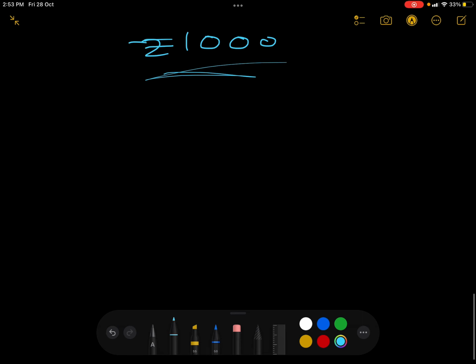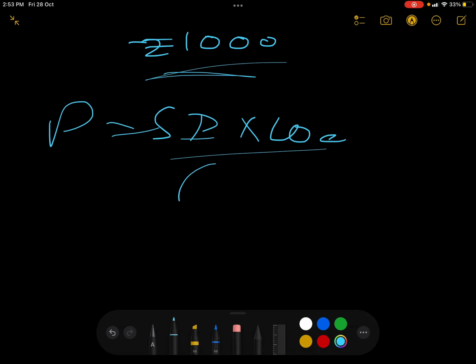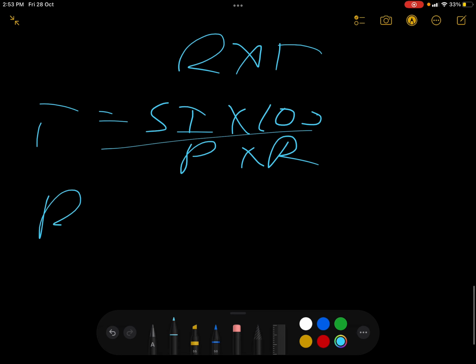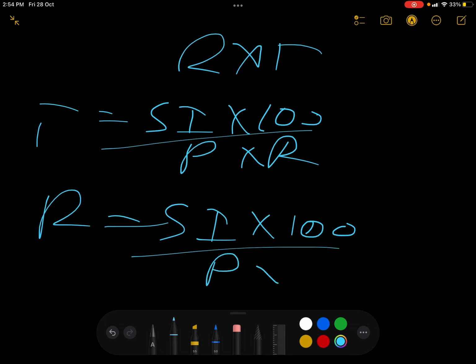A couple of other formulas: principal is equal to SI into 100 upon R into T. Your T is equal to SI into 100 upon P into R. And as for your R, that is the rate, it is equal to SI into 100 upon P into T.